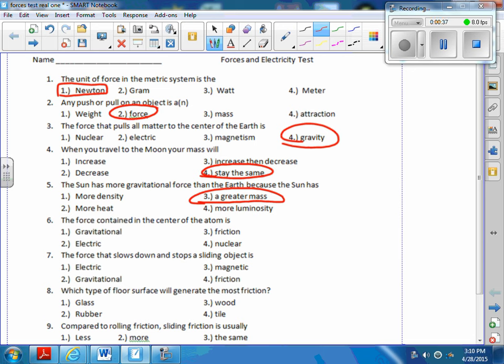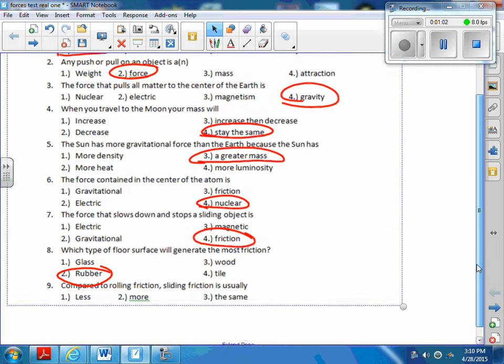The force contained in the center of the atom is the nucleus. So the nucleus must have a nuclear force to keep all those protons together. The force that slows down a sliding object is friction because friction opposes motion. What type of floor surface will generate the most friction? Rubber. Remember the lab we did? It required more force to pull the block across the rubber mat.